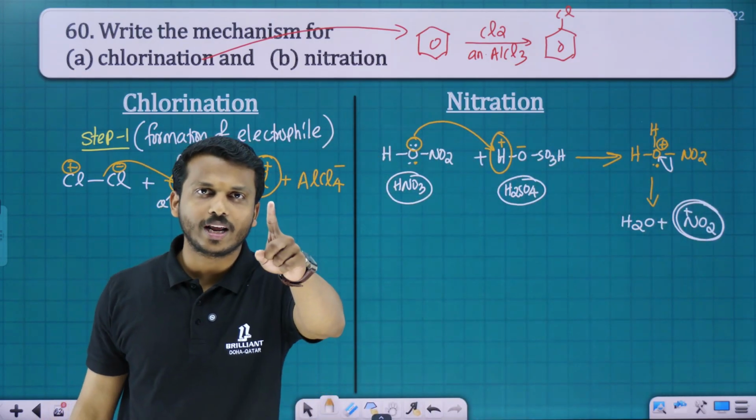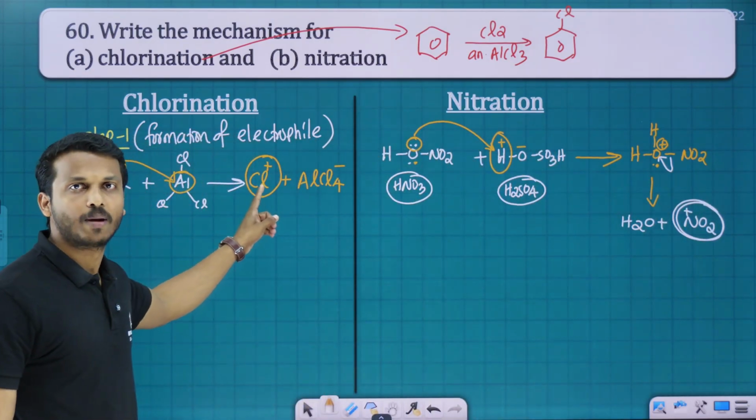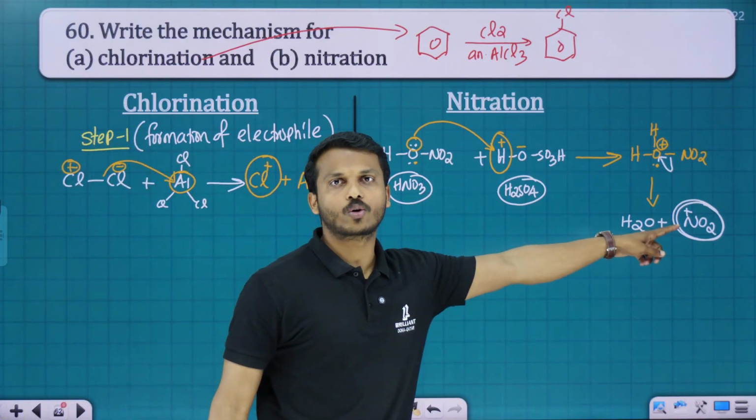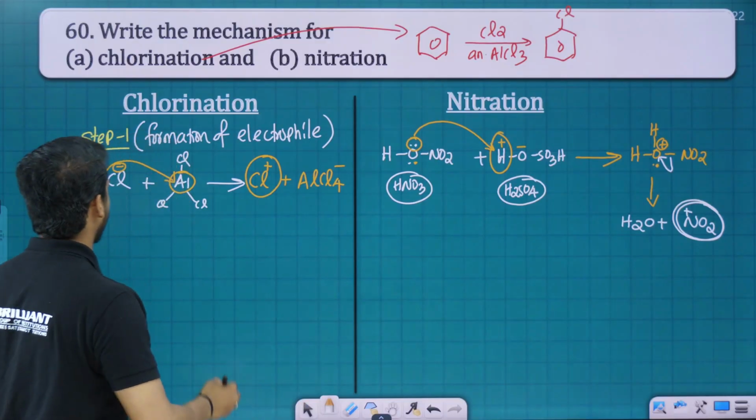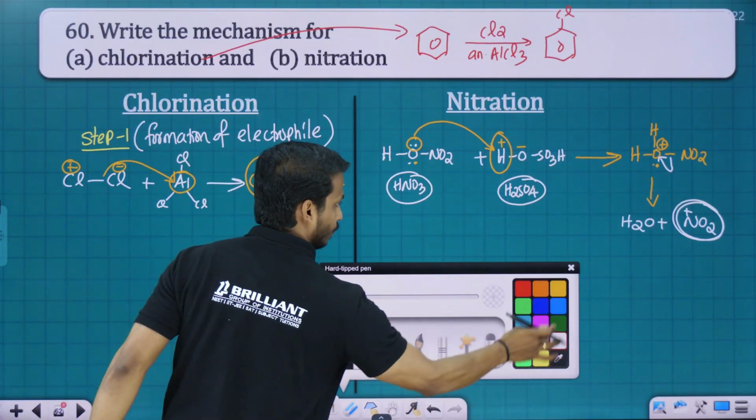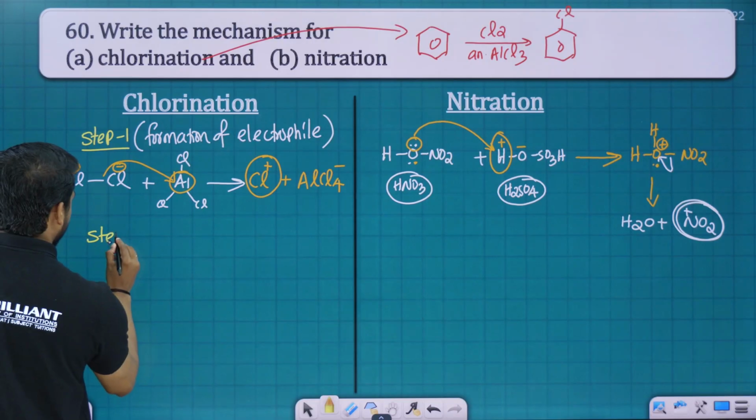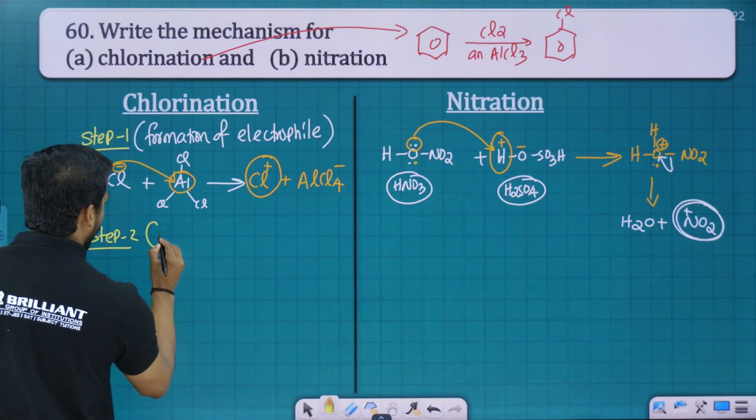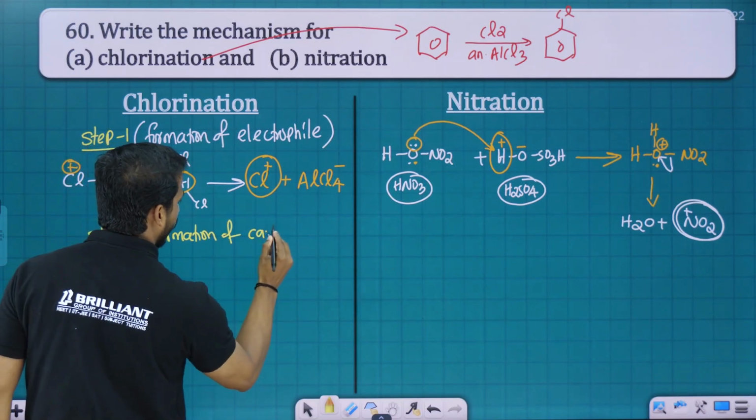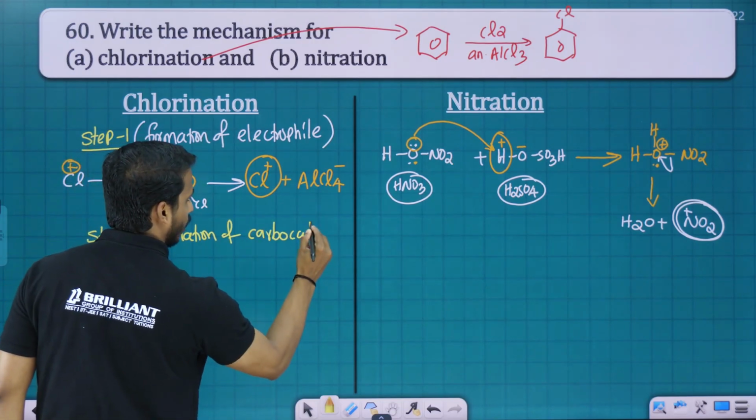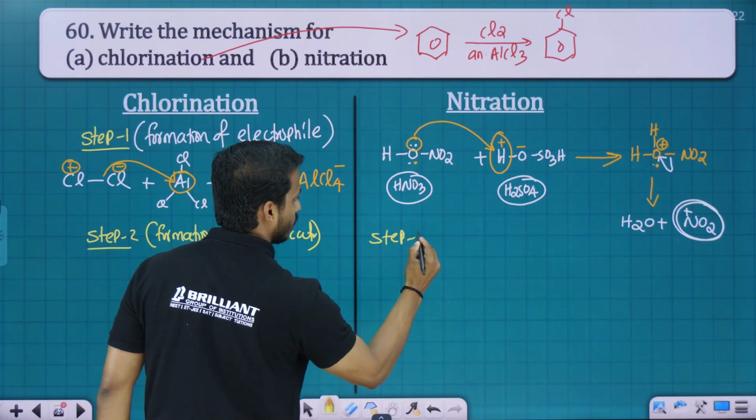So during chlorination, who is the electrophile? Cl plus. During nitration, which electrophile is formed? NO2 plus. That is the first step. Step 2 is common for both, okay? What is step 2? Carefully listen, all. Step 2 is formation of carbocation. Here also step 2 is similar.